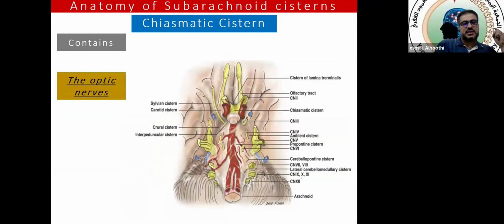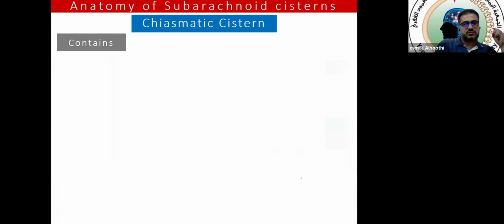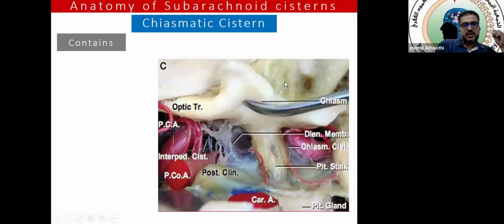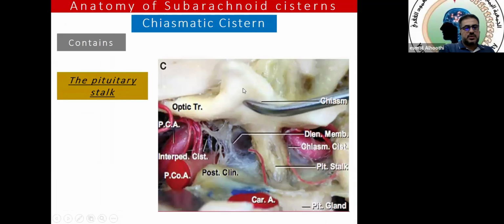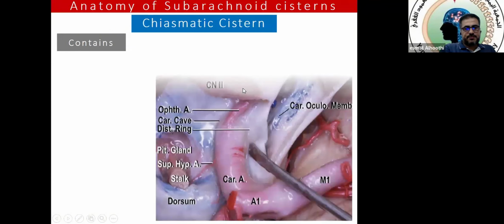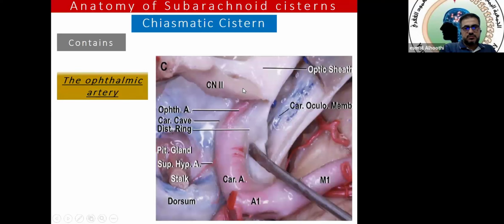The contents of the chiasmatic cistern is the optic nerves, as located within this cistern, and the pituitary stalk, the ophthalmic artery.